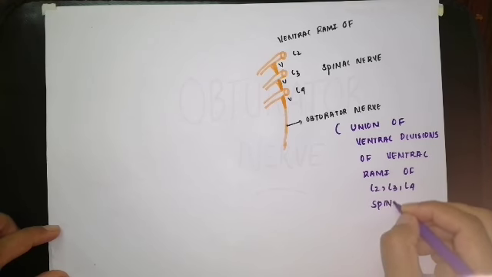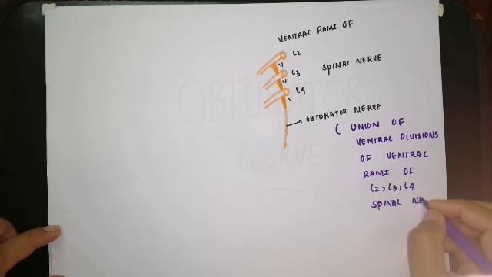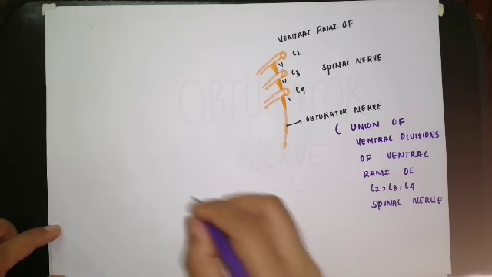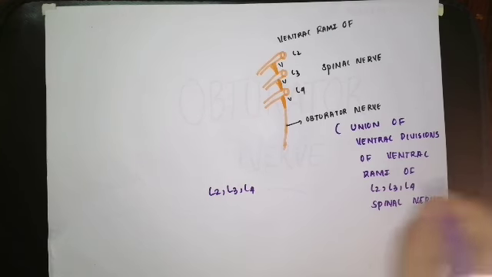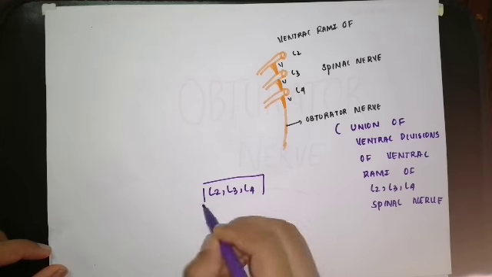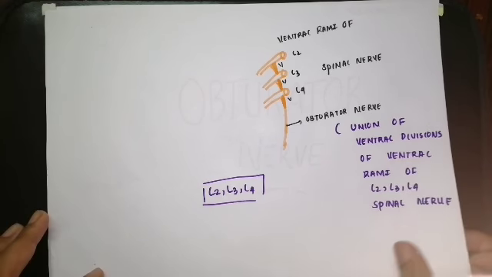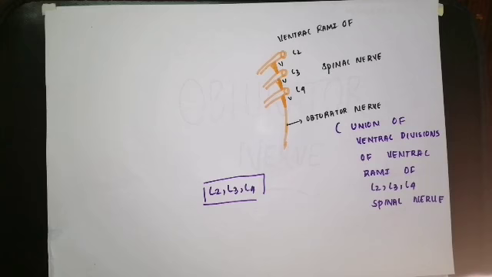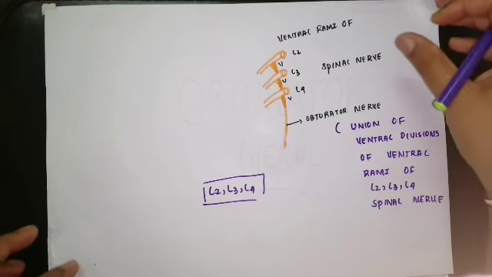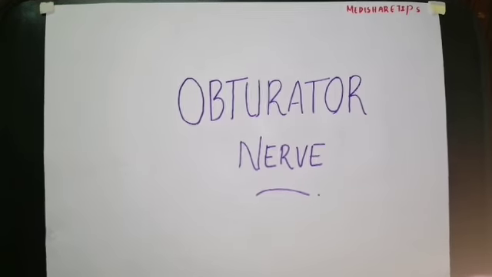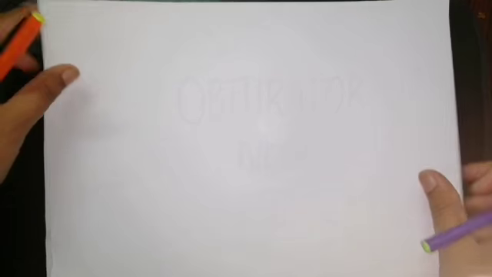So what is the root value of the obturator nerve? The root value is L2, L3, L4. It is formed by the union of ventral divisions. It is a branch of the lumbar plexus. This nerve supplies the muscles of the adductor compartment. Now what about the course of this nerve? I will draw the diagram first.